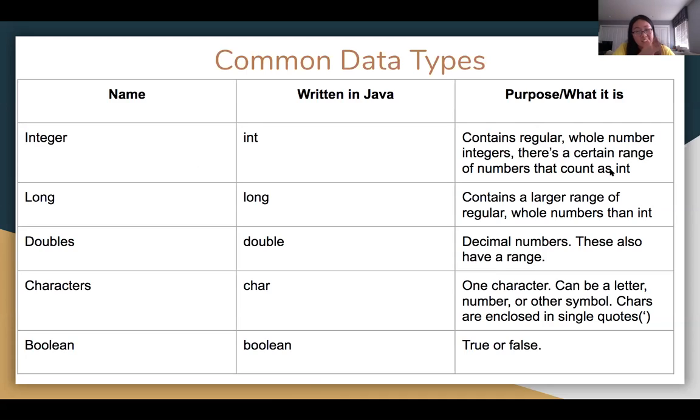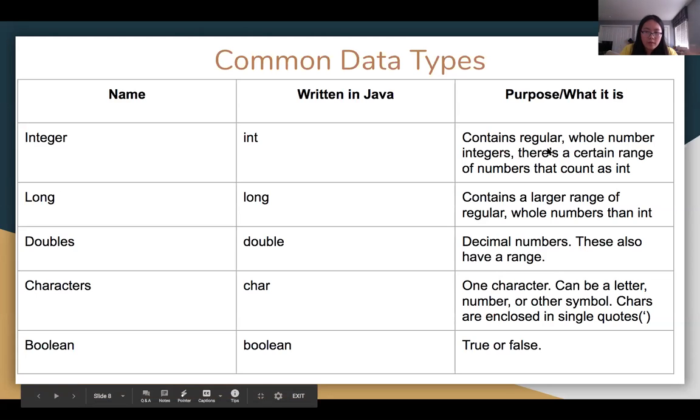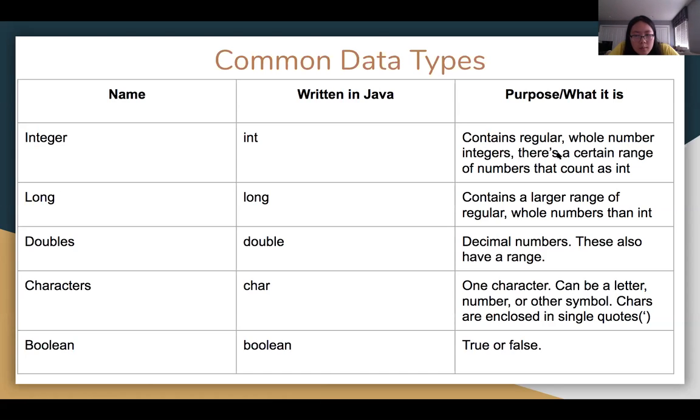There is a certain range, but I'm not going to go over it here. If you want to, you can search it up and you'll find it. Just know that there is a certain range that counts as an int, and we'll go over some that have a larger range than int. You can see here that it's basically the same as regular math, regular whole number integers, so negative and positive. So it goes both ways. The only thing that's different is that it has a range.